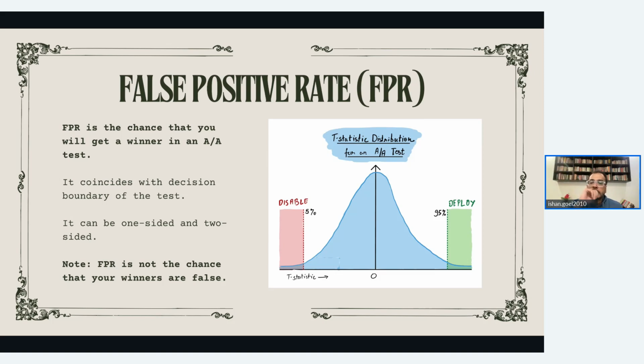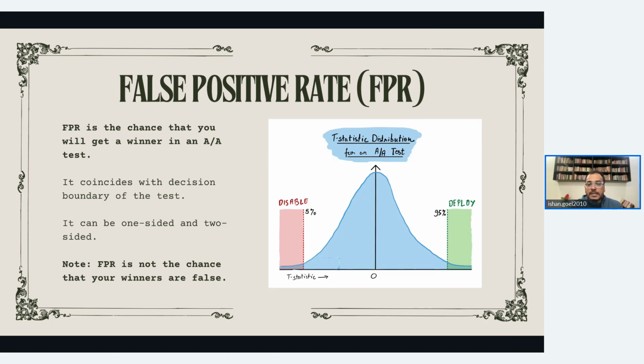if there is no true impact on the target metric. Now this is very interesting: this false positive rate directly coincides with the boundary that you set for your decision making. So if I say that I'll call out a winner at a probability to beat baseline of 95%, or statistical significance of 95%, then the 5% chance that is left will be your false positive rate. So if I run 100 AA tests with a 95% boundary, then there is a chance that 5 of them will give a winner.